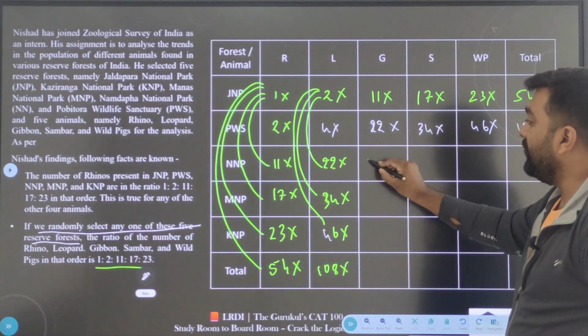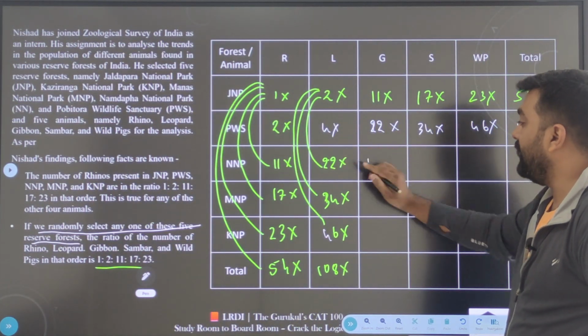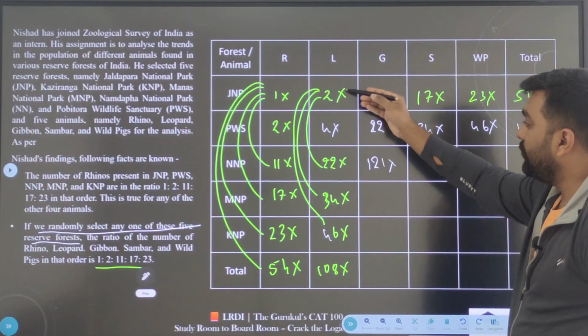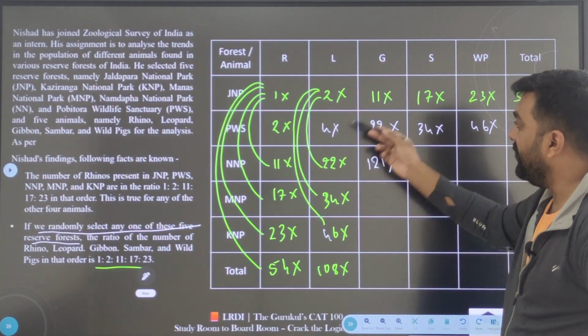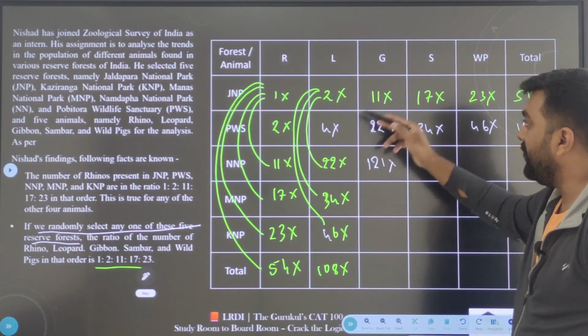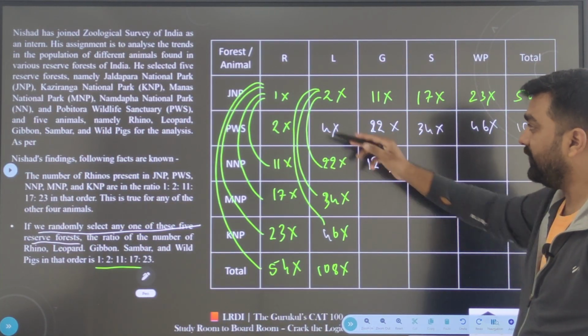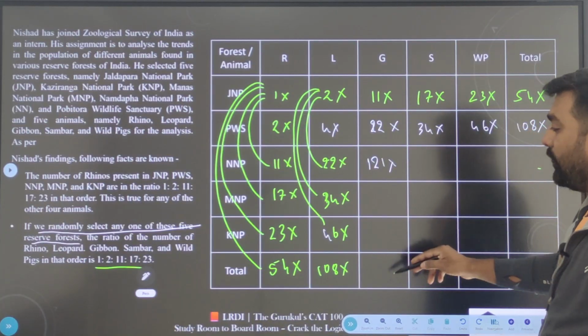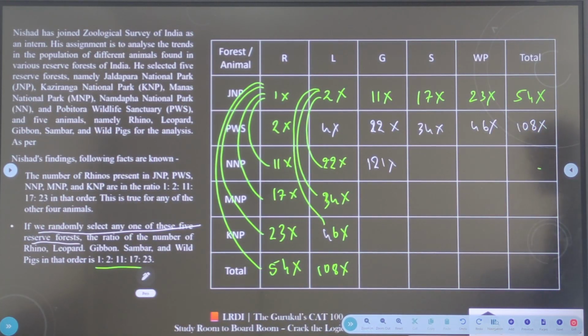11 multiplied with 11, this will become 121x. 11 should be multiplied with 17, which is 187. 11 should be multiplied with 23. 11 is multiplied with 54.